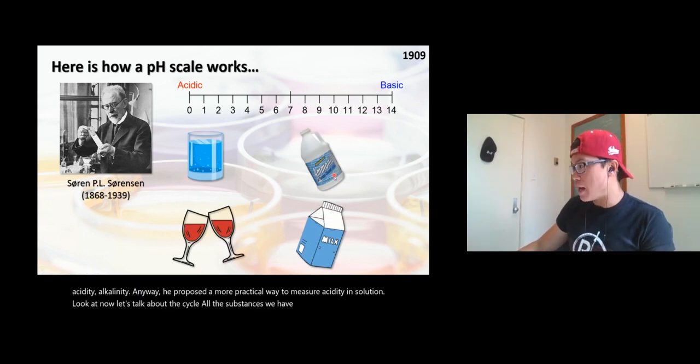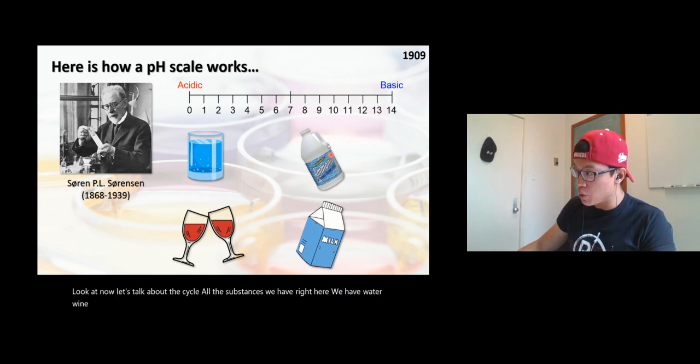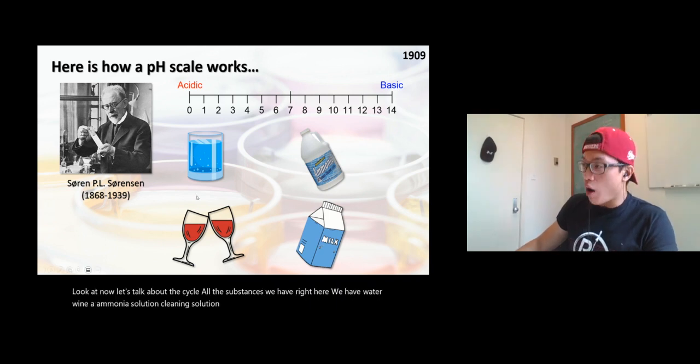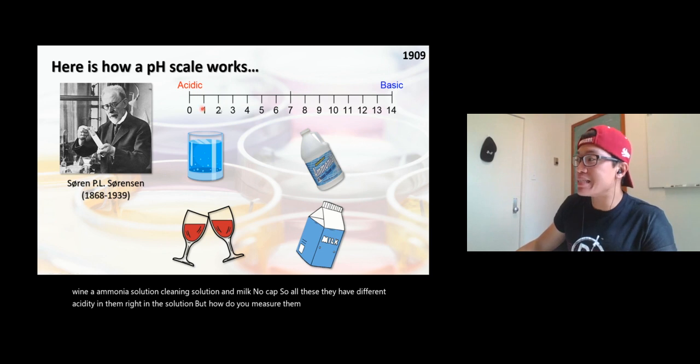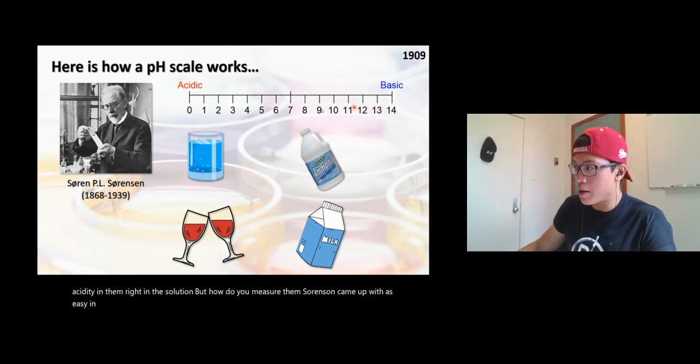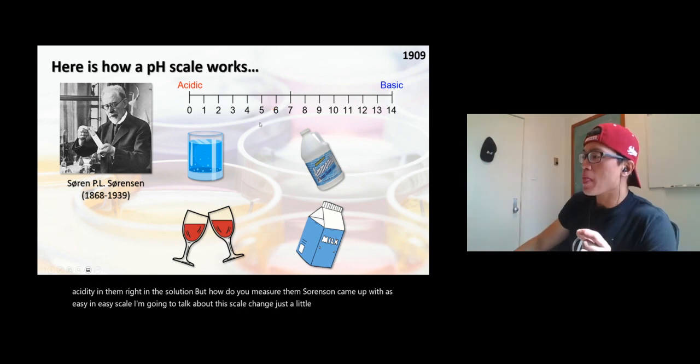Now let's take a look at all the substances we have right here. We have water, wine, ammonia solution, cleaning solution, and milk. All these have different acidity in solution. But how do you measure them? Well, Sorensen came up with an easy scale. We're going to talk about this scale a little bit.